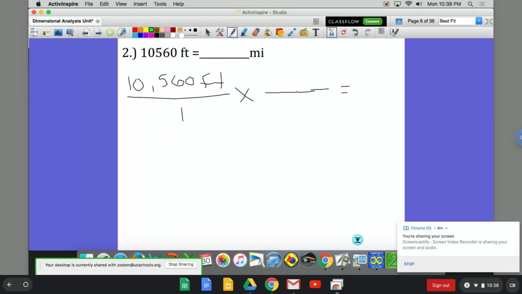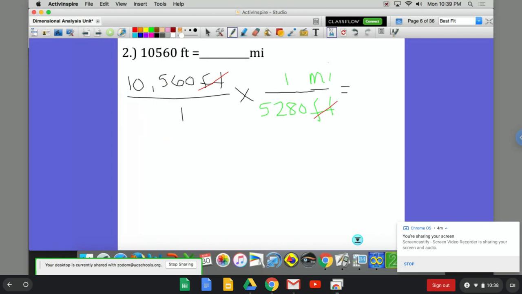So if feet are on the top for the next one, it's going to have to go on the bottom. And that means miles is going to go on top where we want it to. So now we can just fill in our numbers. So we know there's 5,280 feet in 1 mile. Our feet cancel. And so now we can get our answer.